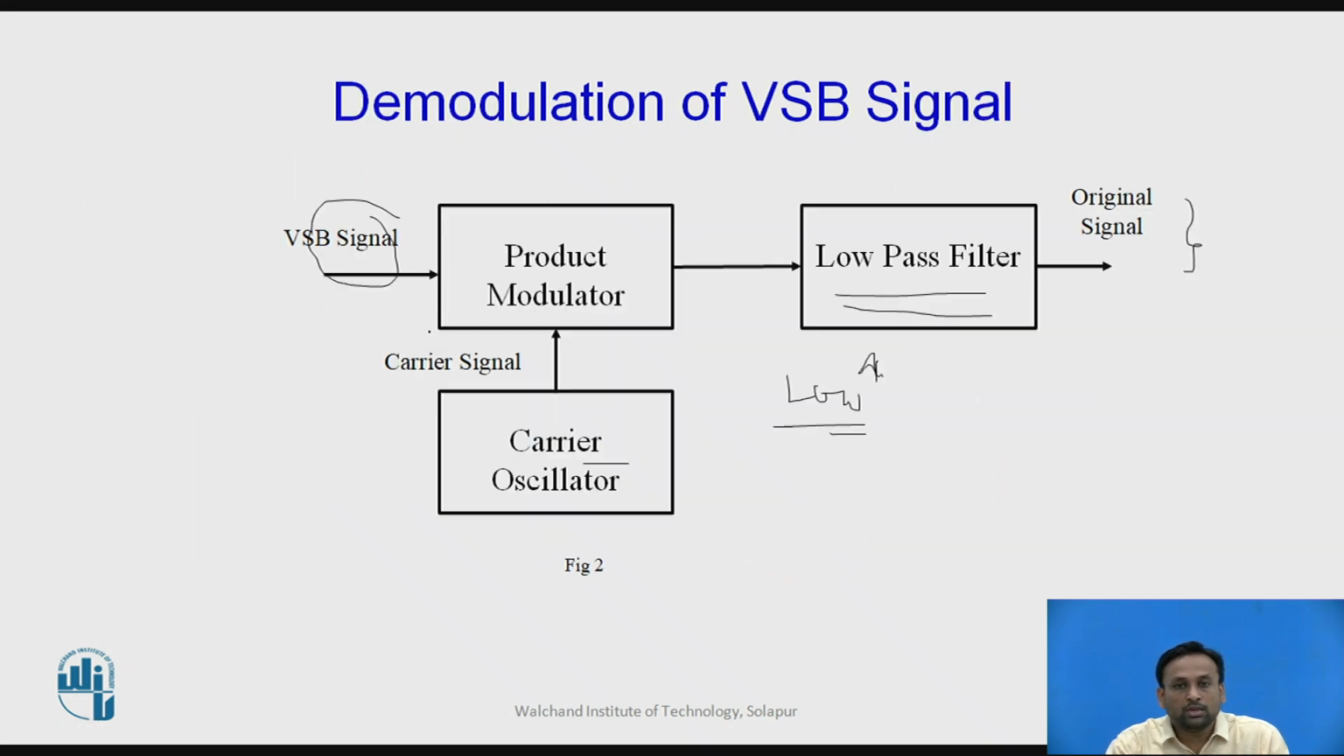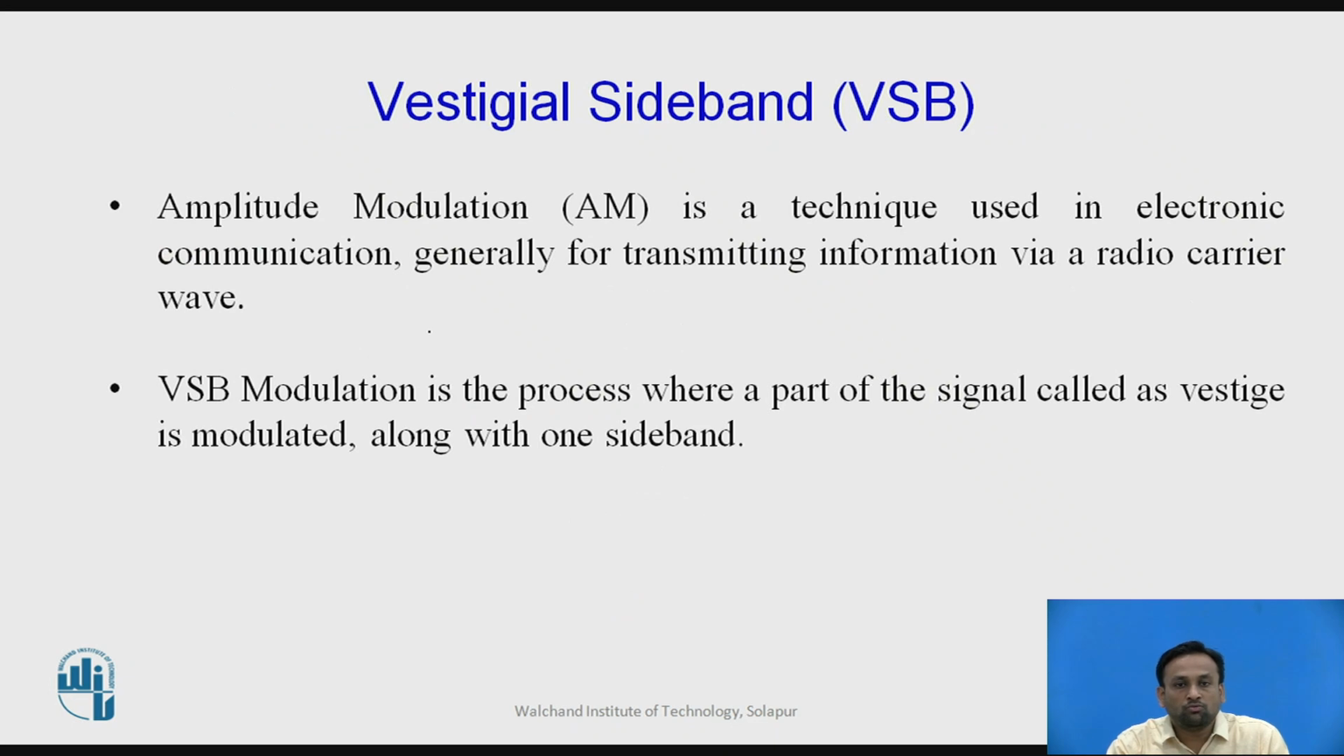We'll quickly revise what VSB is. VSB is the process where a part of the signal, called the vestigial part, is modulated along with one sideband here. Its main application is to transmit TV signals here. And in VSB, both modulations are used. That is, for transmission of the video signal AM modulation is used, and for the transmission of the sound, we make use of frequency modulation here.